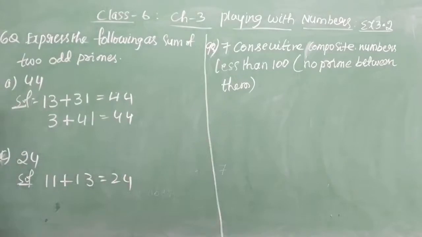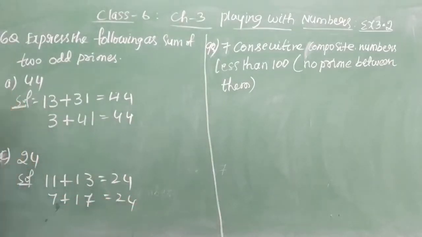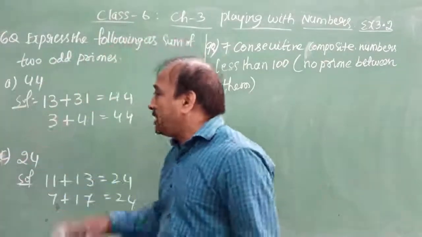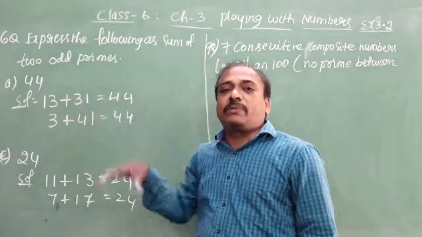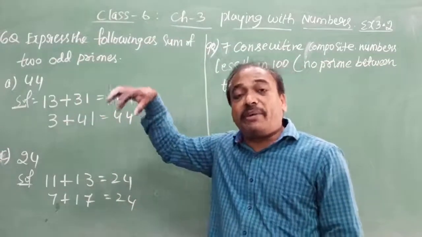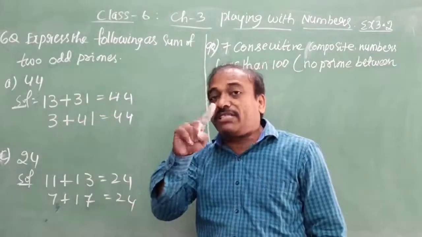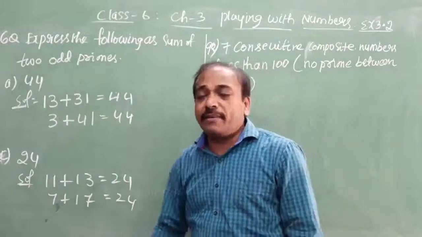Then again 7 plus 17 is equal to 24. Maximum how many possibilities are there? Those all you can express, but both must be prime numbers as well as odd numbers. Why is he mentioning odd prime numbers? Because there is one even prime number, which is 2. So that you should not use. Is it clear? Next.